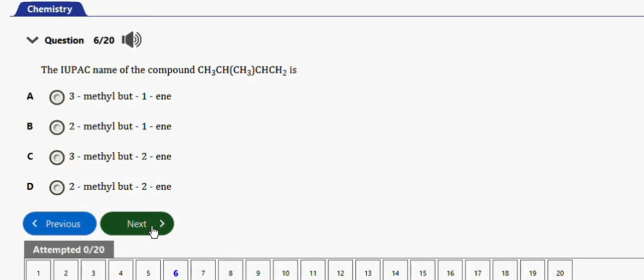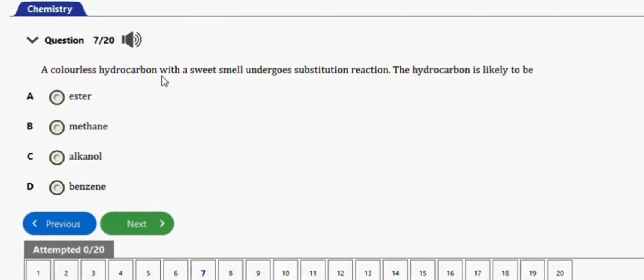The next question will be this one. It says, a colorless hydrocarbon with a sweet smell undergoes substitution reaction. The hydrocarbon is likely to be ester. So ester is a hydrocarbon that has a sweet smell. So the right answer is option A. The next question will be this one.